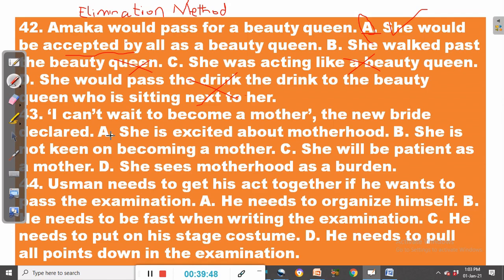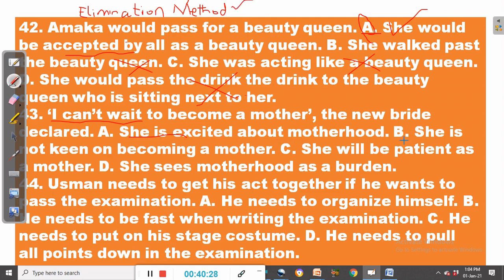You know, it's something you are looking forward to with expectation, with excitement, with joy. So that is always the way this kind of expression is used. I can't wait to. It's always something that you are excited about. So with that meaning in our mind, let's look at the options. Option A, she's excited about motherhood. That's likely. Then once we have chosen option A, we subject the others to the elimination method.